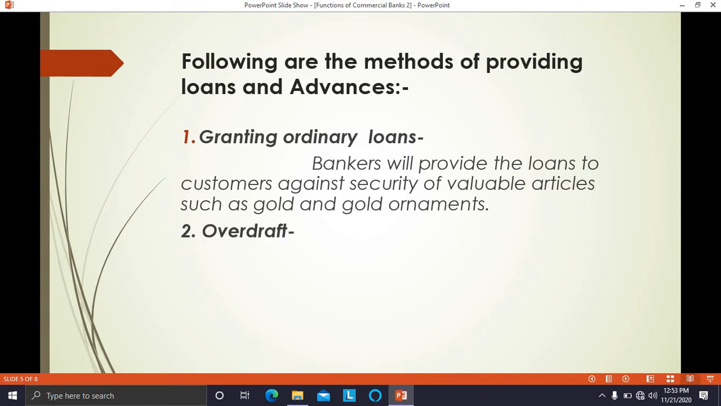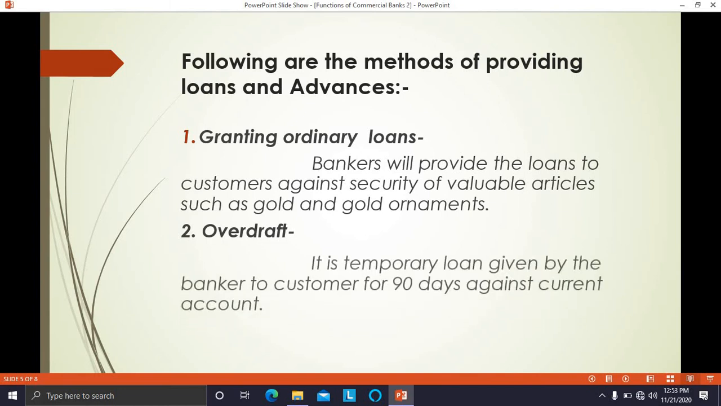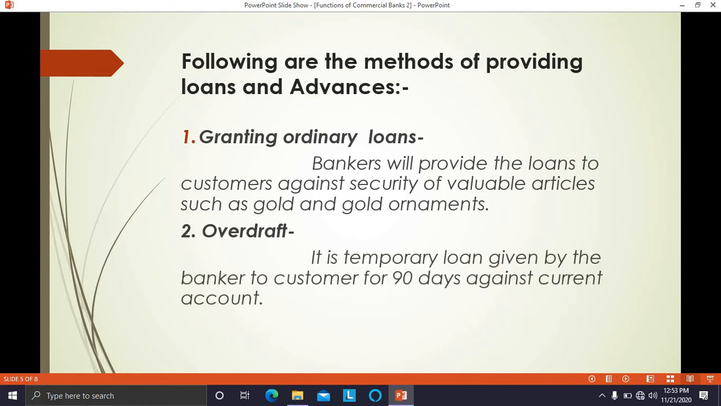The second way of giving loans is the overdraft facility. Overdraft means a loan which is given by the bank for a temporary period, that is 90 days. Whenever the customer requires a loan for a very short duration of time, he will opt for the overdraft facility. This overdraft facility is available to current account holders. This loan is given for a 90 day period. So these are the two ways which we have discussed.